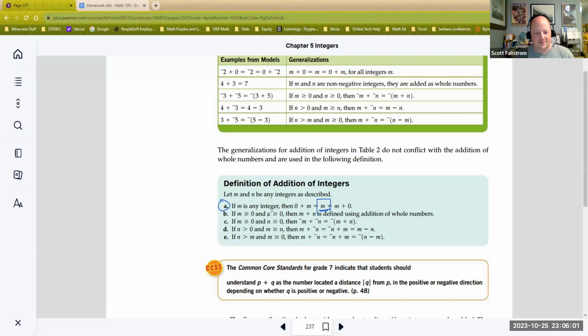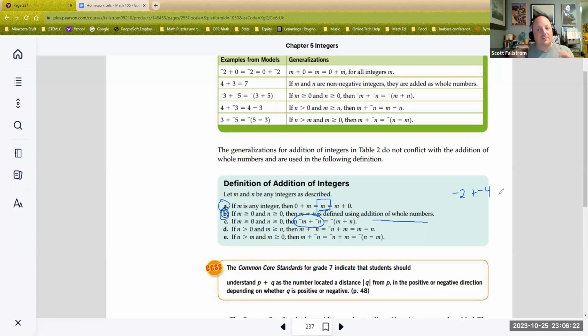If m is greater than 0 and n is greater than 0, so if we have two positive numbers, that's right here, then if you add them together, it's defined using addition of whole numbers, because we already did that. We already did two positive numbers like this. But the next one says, what do I do if I have two negative values? So like a -2 plus a -4.